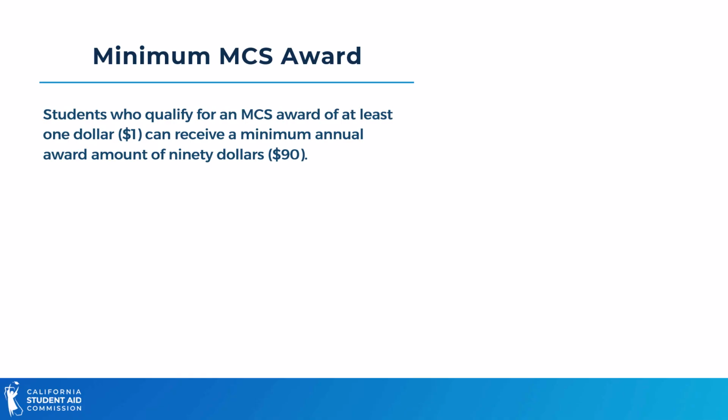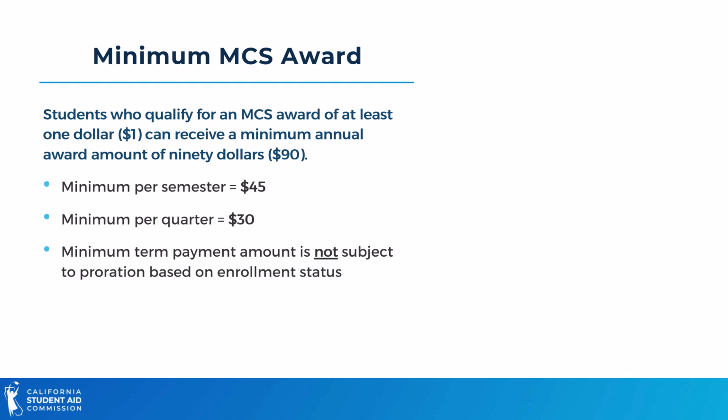When students qualify for an MCS award of at least $1, they are permitted to receive the minimum annual award amount of $90. That means the minimum term award amount per semester is $45, while the minimum term award amount per quarter is $30. Minimum term awards are not subject to proration based on enrollment status.